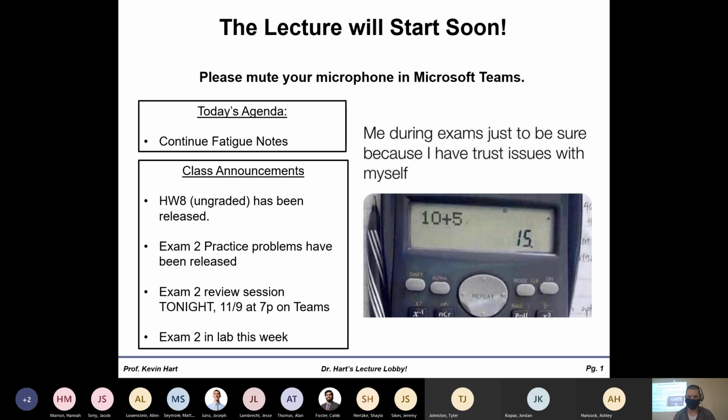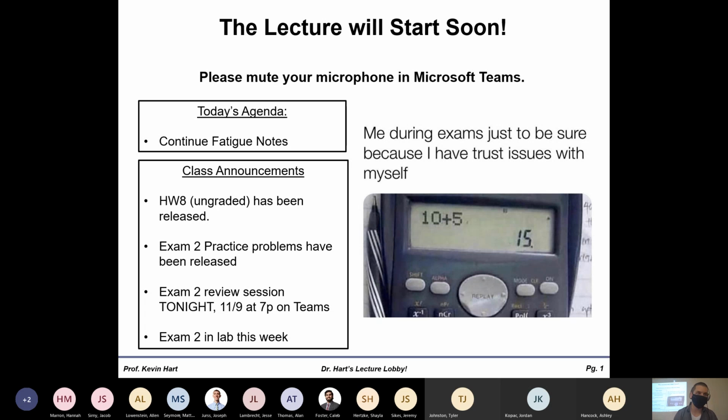Exam 2 practice problems were released with full solution, so hopefully you've had a chance to at least take a look at those. We're going to have a review session tonight, 7 o'clock p.m. on Teams for those interested in going over some of those practice problems. It'll be pretty similar to what we did last time, okay? Kind of pick one from each section and work our way through those problems, okay? And then your exam 2 for this class is this week during the lab. All right, so that's what we got going on.